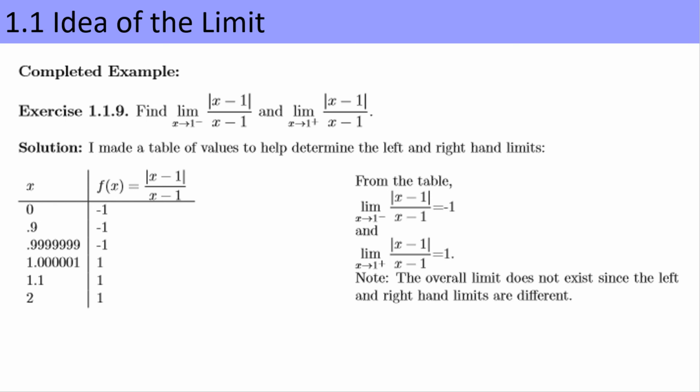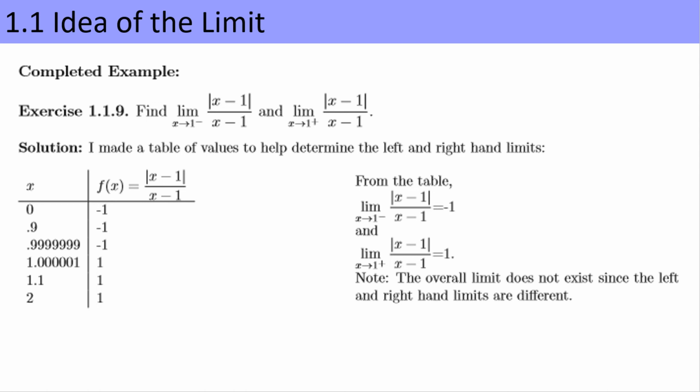This will work for 0.9 also. That is, the absolute value of 0.9 minus 1 would give a positive value, and 0.9 minus 1 would be a negative value of the same scalar value, and so that limit will also be negative 1.